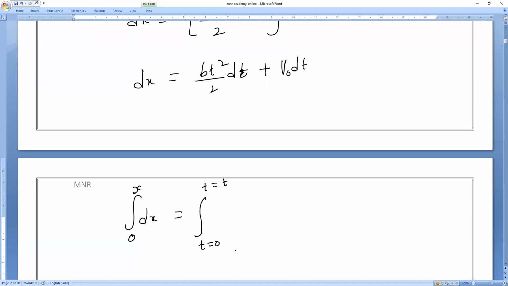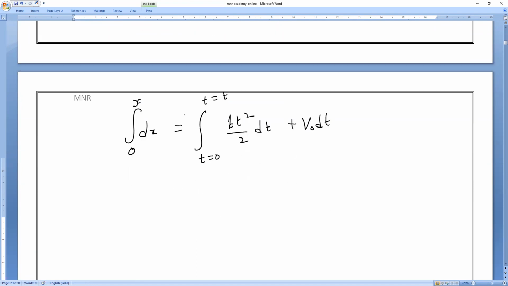So what is the function? Bt square divided by 2 dt plus v dt. Is it okay, everybody? So we know that b by 2 is the constant. So I will take b by 2 constant into t square dt. What is that? Integration of t square dt means t cube by 3. Is it yes or no?